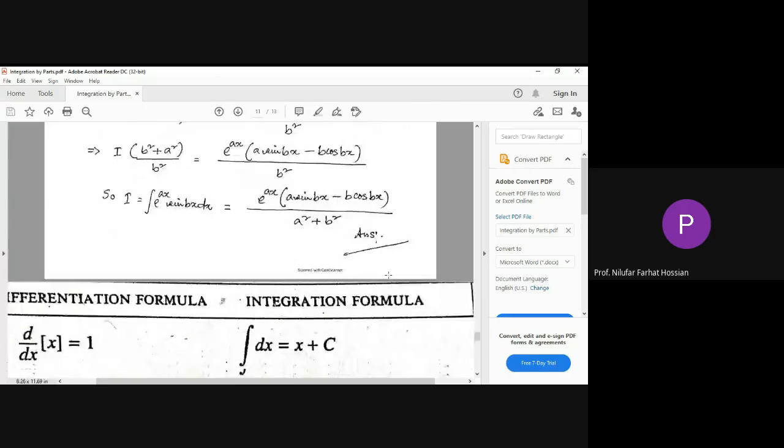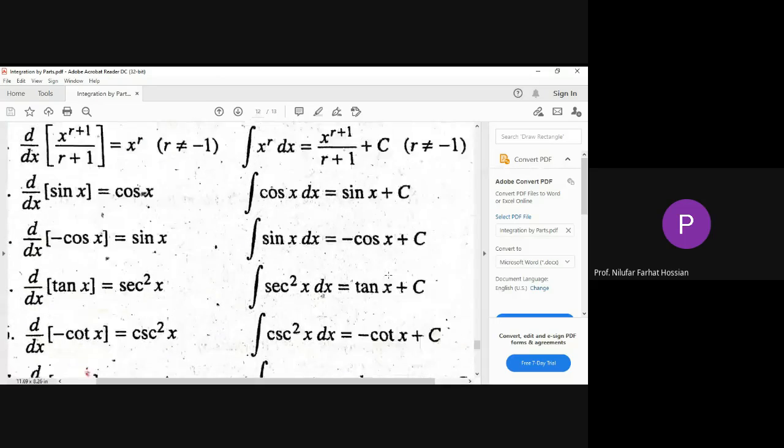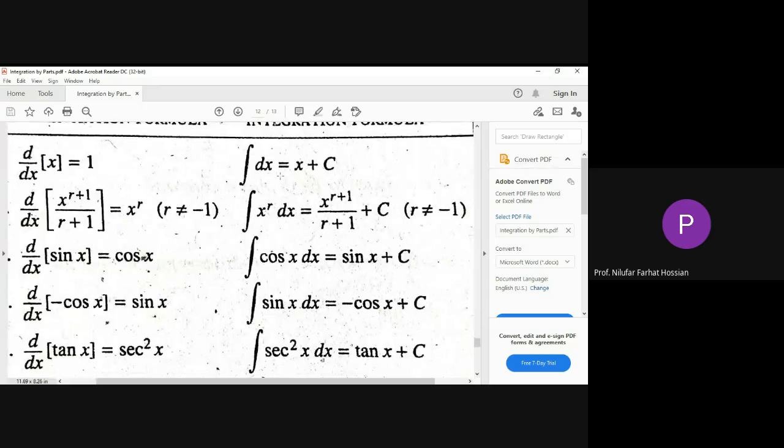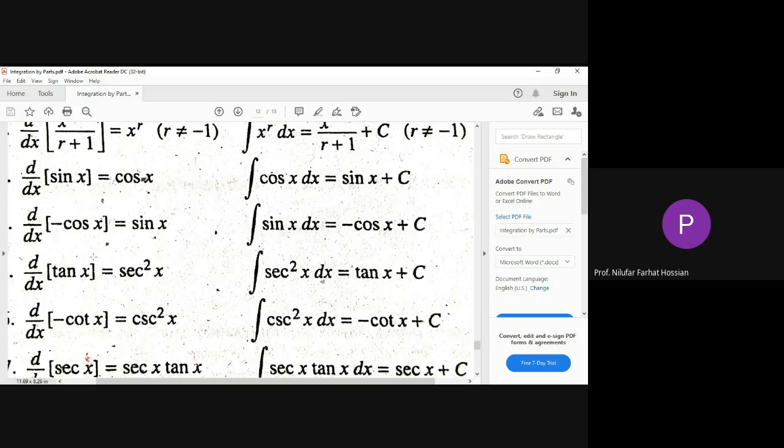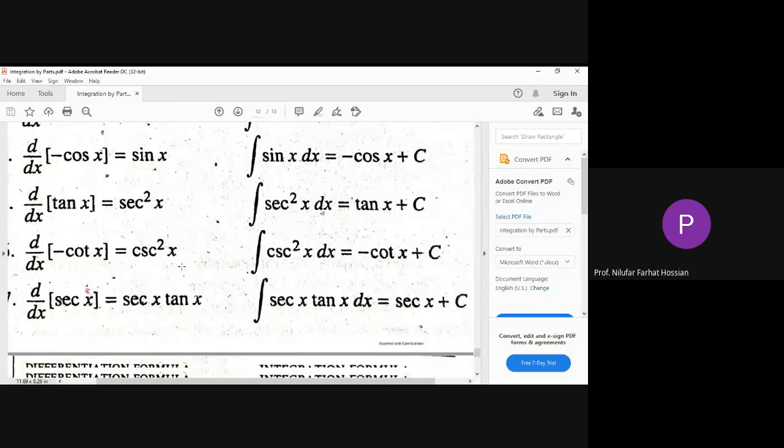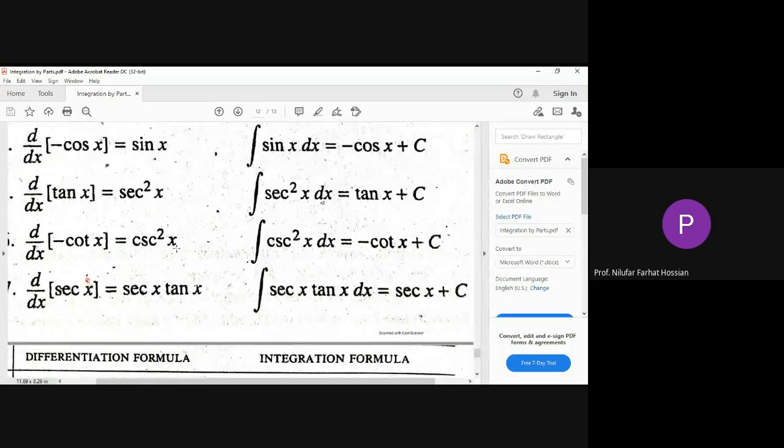Okay. I wanted to give you the formula. It is in the last page. The formula is given here. These are the basic formulas, you see. d/dx of x is 1. In case of d/dx, differentiation, the power becomes less. It will be r into x to the power r minus 1. And if it is x to the power r plus 1, it will be just x to the power r. d/dx of sine x is cos x, d/dx of cos x will be minus sine x, d/dx of tan x is sec square x, and d/dx of cot x will be minus cosec square x. d/dx of sec x is sec x tan x.